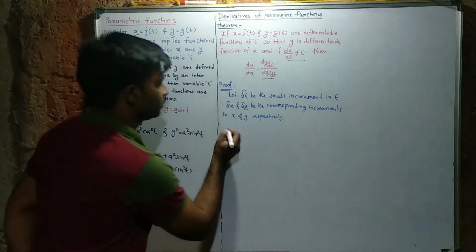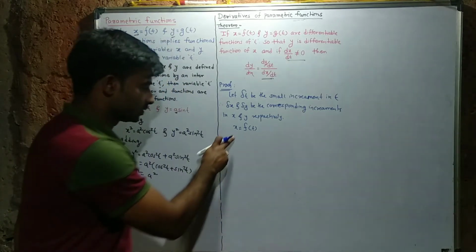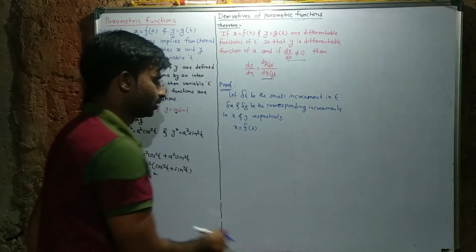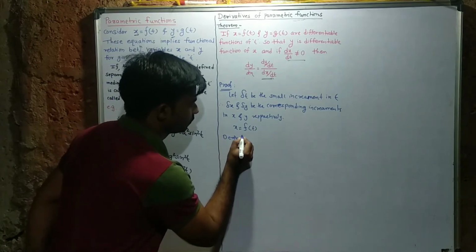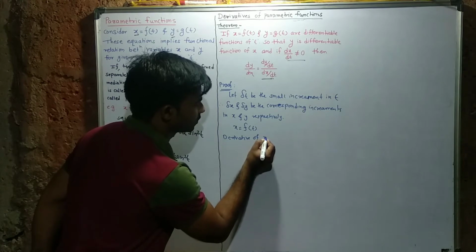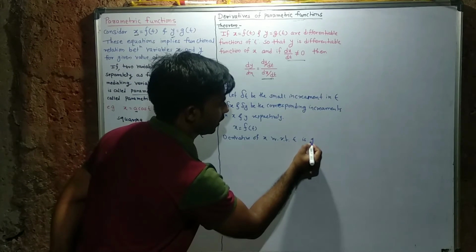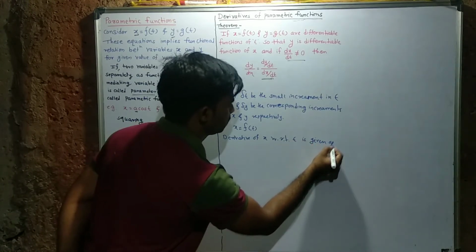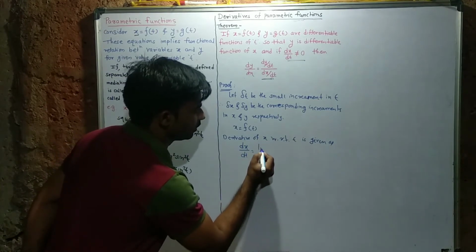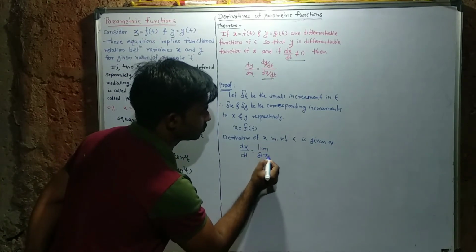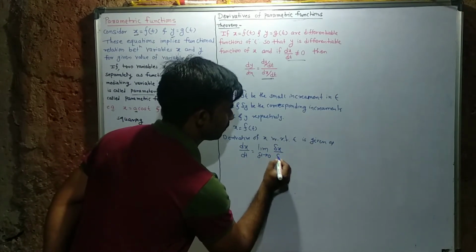Now we have x equal to f of t. That means x is a function of t, x is the dependent variable and t is the independent variable. Therefore, the derivative of x with respect to t is given as dx divided by dt, which is equal to the limit as delta t tends to 0 of delta x divided by delta t.